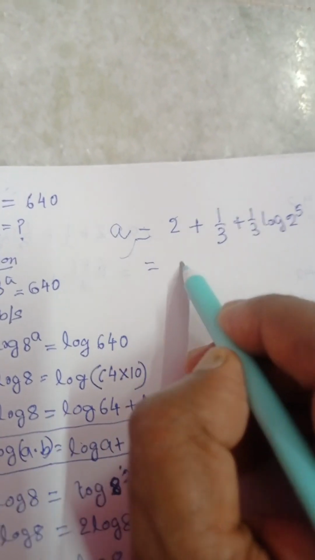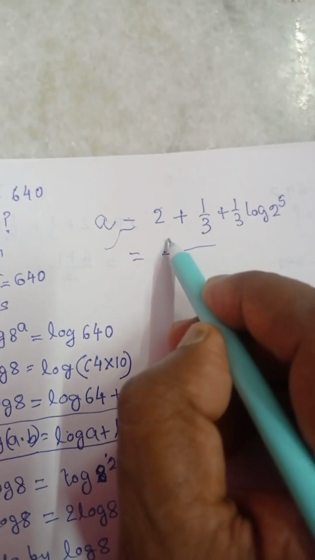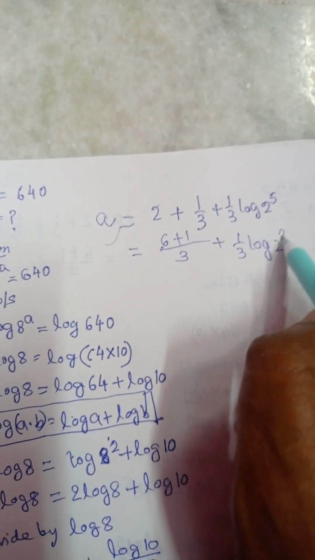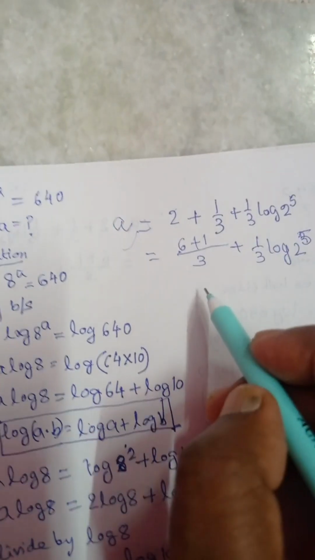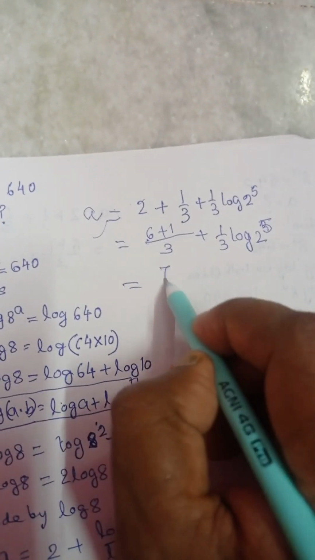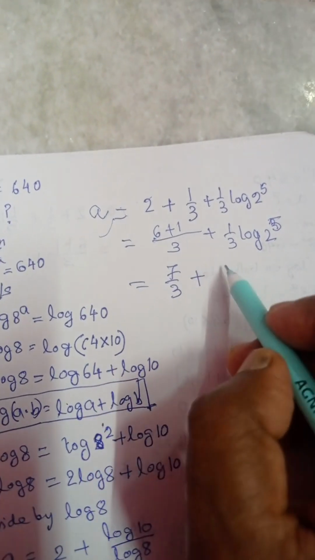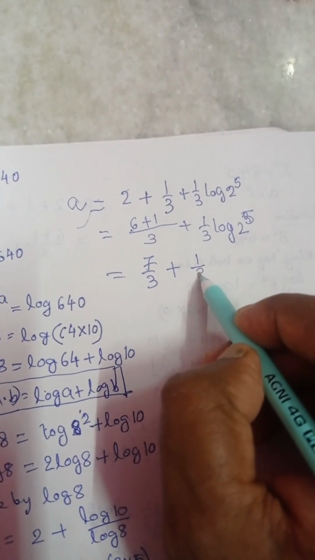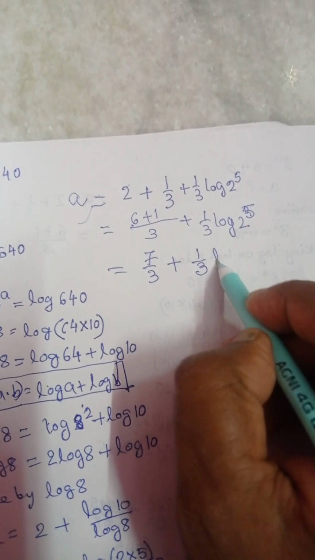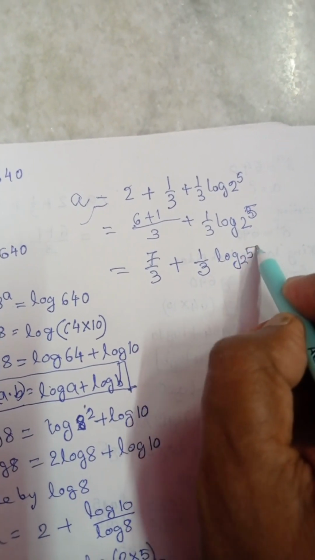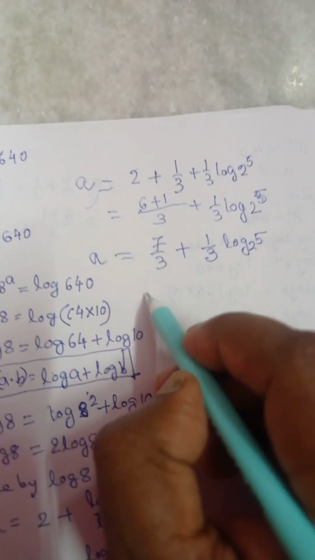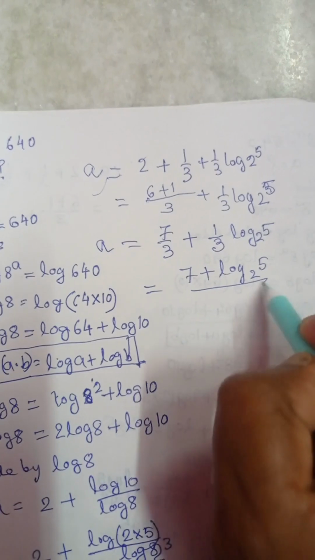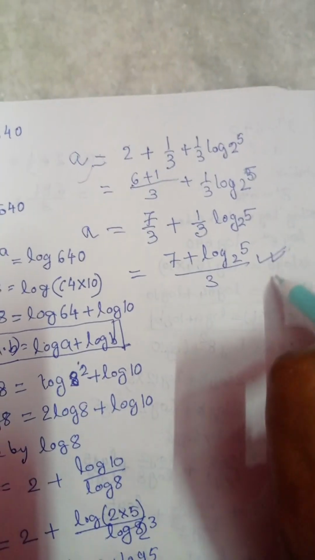So we are getting 6 plus 1 plus 1 by 3 log 2 5 equal to 7 by 3 plus 1 by 3 log 2 5, or 7 plus log 2 5 by 3. So this is the final answer.